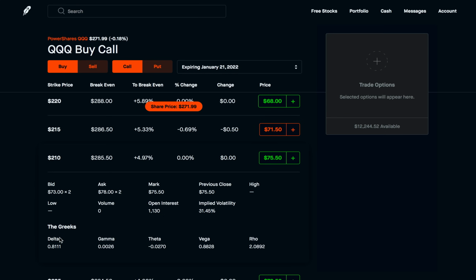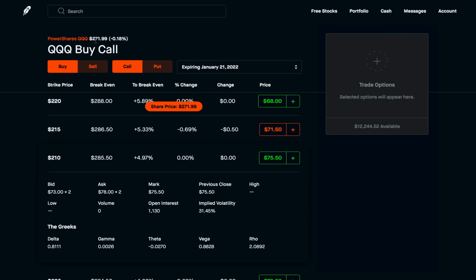Okay, so now let's talk about a couple of things here. First and foremost, to buy this call, it's going to cost you $75.50 per share. And remember, there's 100 shares. So buying this call is going to cost you $7,550. But remember, every time that QQQ goes up by $1, you're making $81, right?